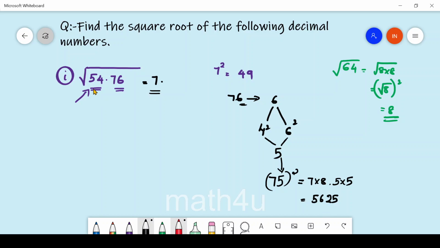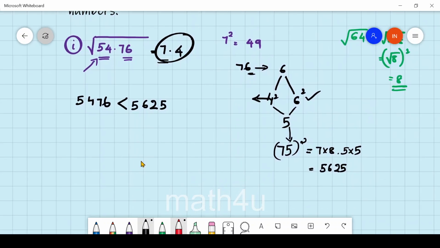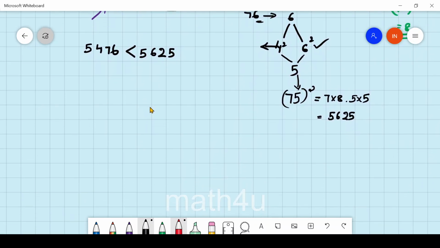Next step, you have to check: the number we have here is 5476, which is less than 5625. If it is less, you have to go with this 4. So here it is less, so I am taking this 4. That means the answer of the root of 54.76 is 7.4. If it is more, suppose the number we need is bigger than 5625, we would have chosen 6. So this is how we can find the square root of a decimal number very easily.